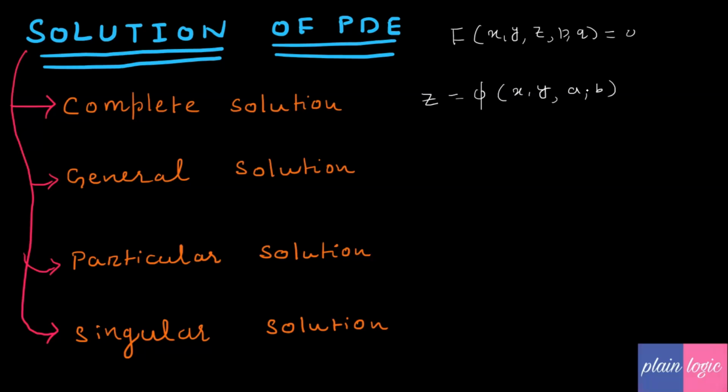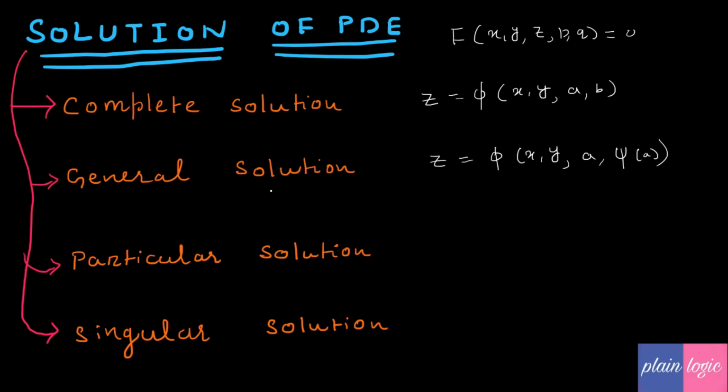And anything which misses anything from x, y, a and b, that comes under the rest three categories. So what is a general solution? If z is equal to a function of x, y, but here we are eliminating b, so we are writing b as a function of a. In that way we can eliminate b and say that z is a general solution for the partial differential equation. Now what is the particular solution?